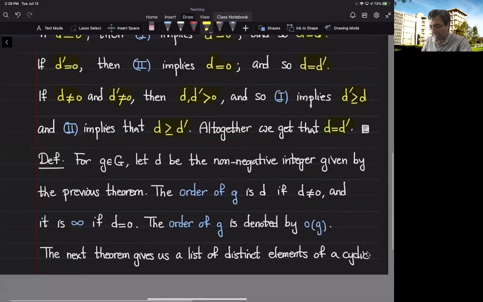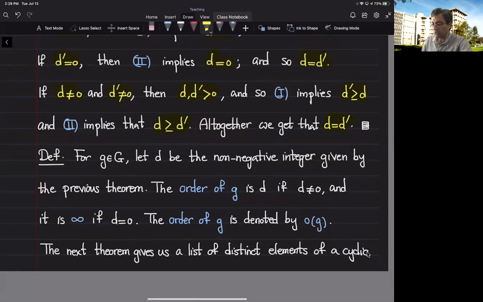So now, this unique non-negative integer d that we got here is called the order of g, as long as it is non-zero. If it is 0, we say that the order of g is infinity. An element that has finite order is called a torsion element. Let me write this here. If the order of g is finite, is not infinity, we say g is torsion. Otherwise, we say g is non-torsion.